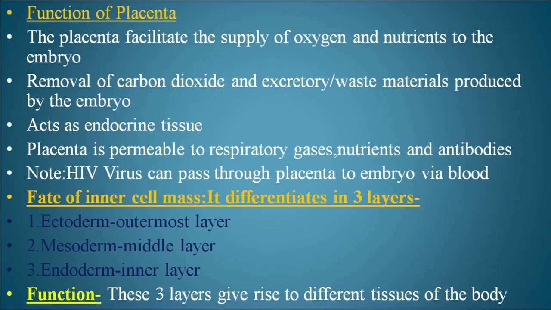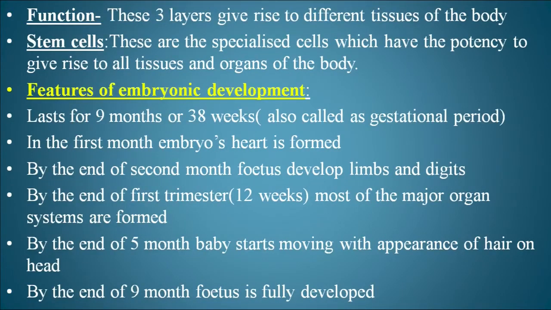Now, the fate of the inner cell mass. It differentiates into 3 layers: ectoderm, which is the outermost layer, mesoderm, which is the middle layer, and endoderm, which is the innermost layer. The function of the 3 layers is to give rise to different tissues of the body. Stem cells are specialized cells which have the potency to give rise to all tissues and organs of the body. Now, it is also seen that some people preserve stem cells.